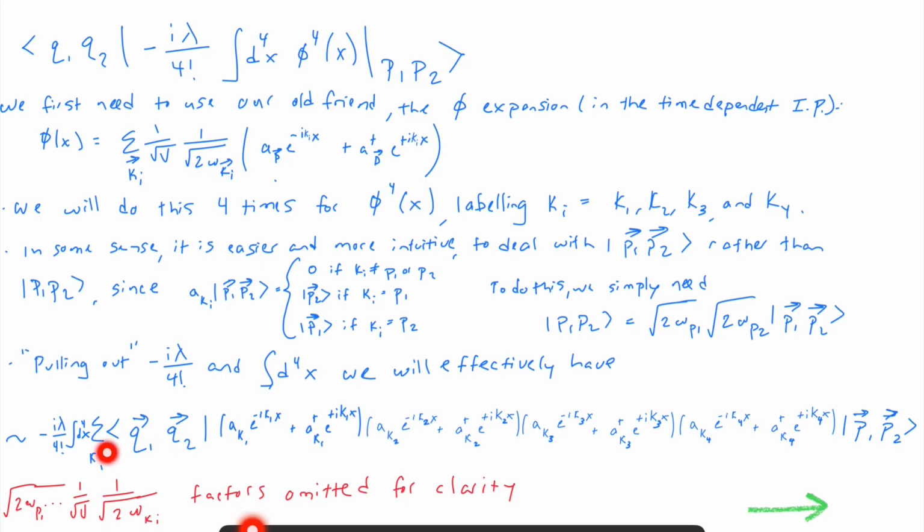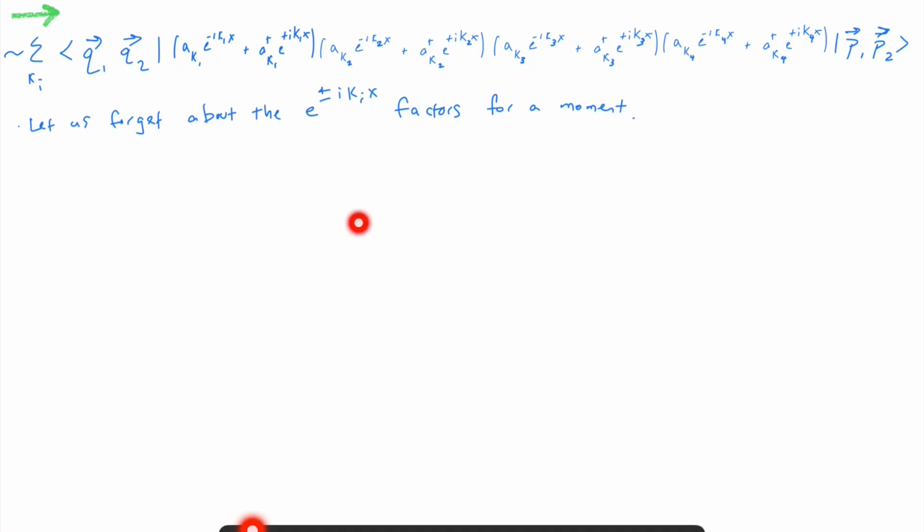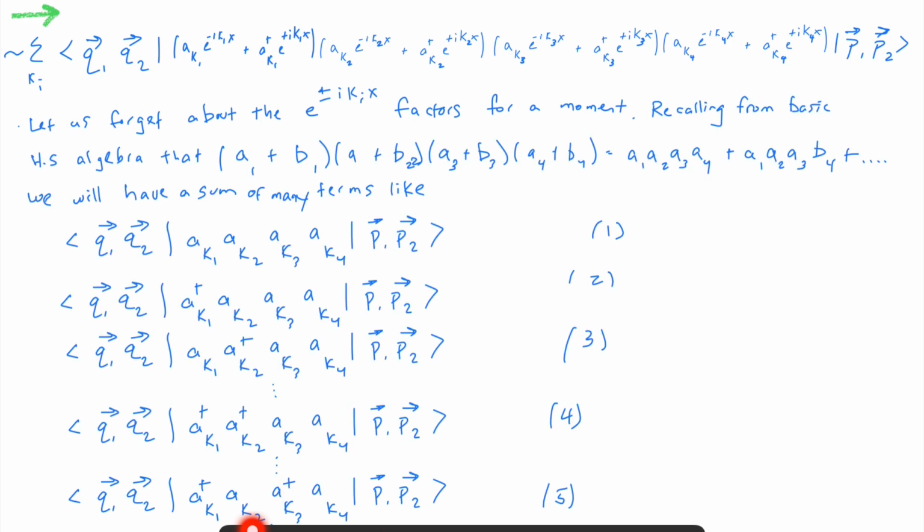I told you also I still omitted some more factors that would be here outside of the inner product, like these types of factors, for clarity, for the big picture part of our calculation first. Let's continue to look at this. And just for a moment, let's also forget about these e to the ikx factors and just look at the a parts and the a dagger parts.